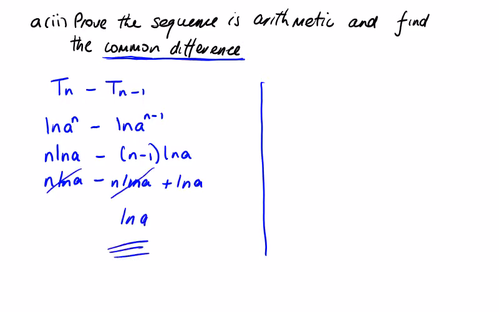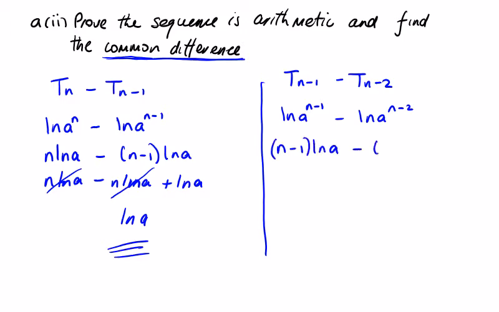Now that's probably enough. That's all they're looking for. But let's just show that term n minus 1 minus term n minus 2, so let's say term 5 minus term 4, is equal to the same thing, and then we've just doubled up in our proof. So the natural log of a to the power of n minus 1 minus the natural log of a to the power of n minus 2, which is n minus 1 by the natural log of a minus n minus 2 by the natural log of a. Multiplying these out, we get n ln a minus ln a minus n ln a plus 2 ln a.